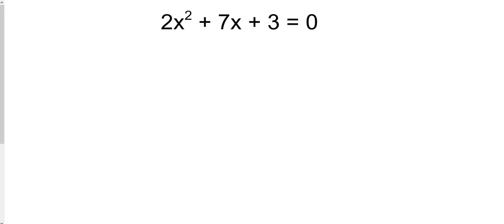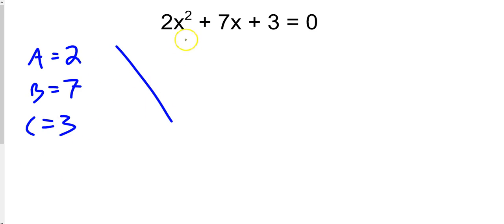All right. So again, on all of these, I just did the AC method. So I've got my A is 2, my B is 7, my C is 3. Now since A is not 1 in this case, you can't do the cheating method. So my top number is 6, my bottom number is 7, because again, the top number is A times C, the bottom number is B.